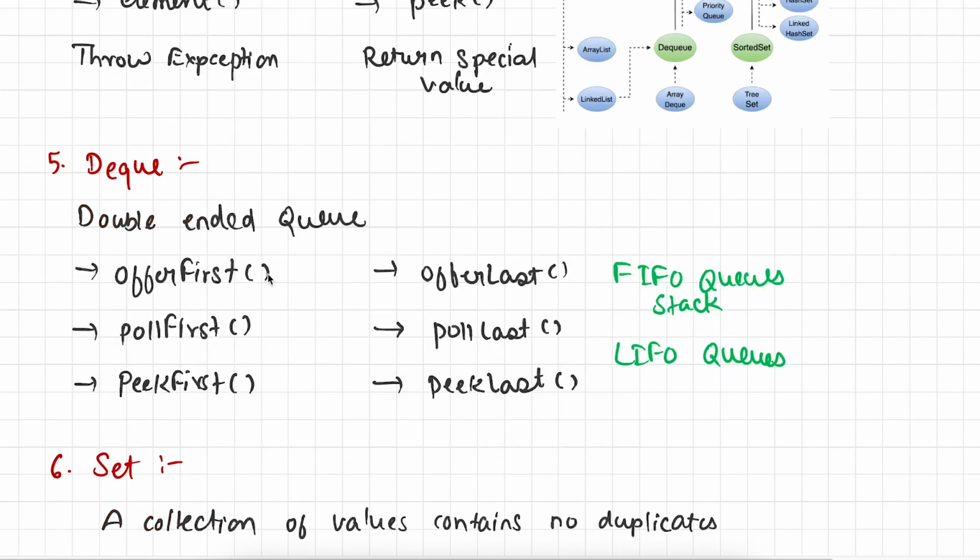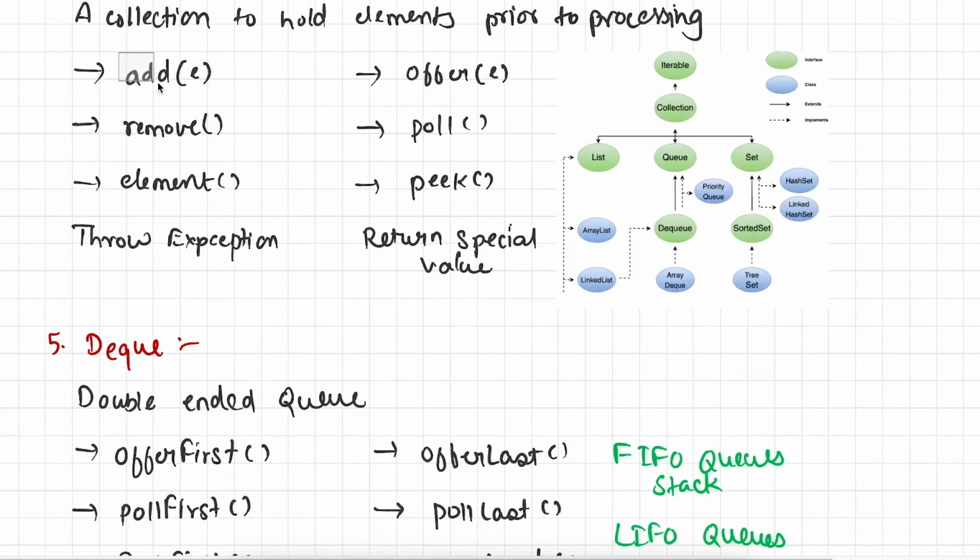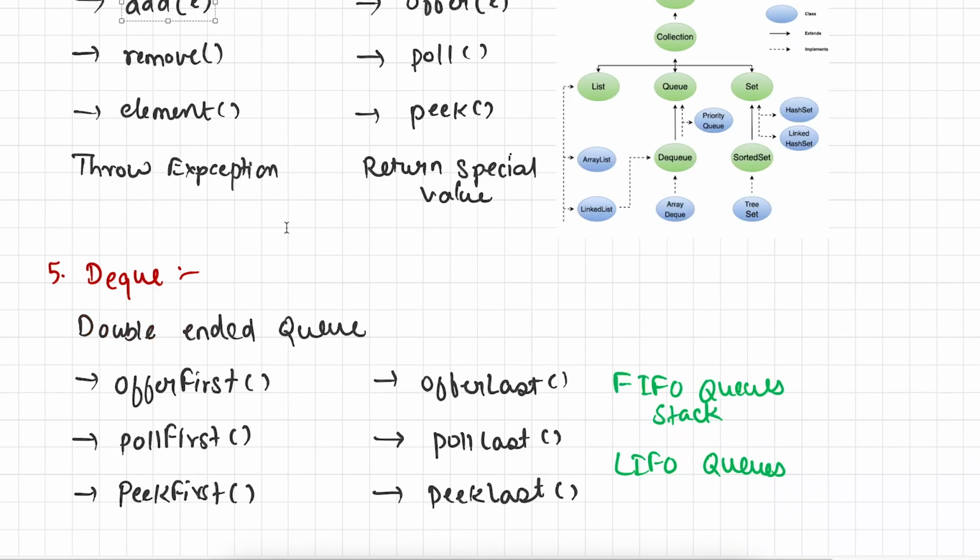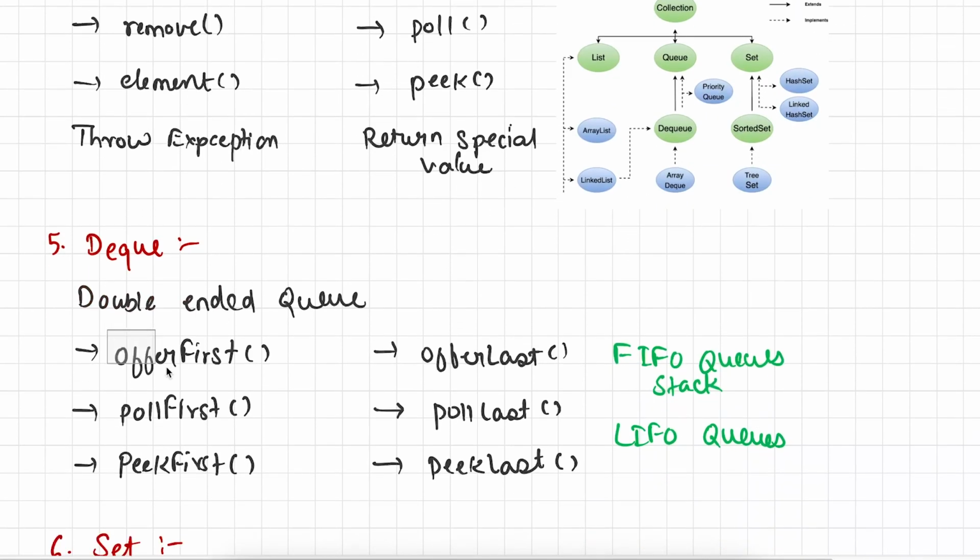These are offerFirst, offerLast, pollFirst, pollLast, peekFirst, and peekLast. So unlike queue, where we add an element at the back of the queue, in Deque we can add an element at the front of the queue or at the end of the queue.